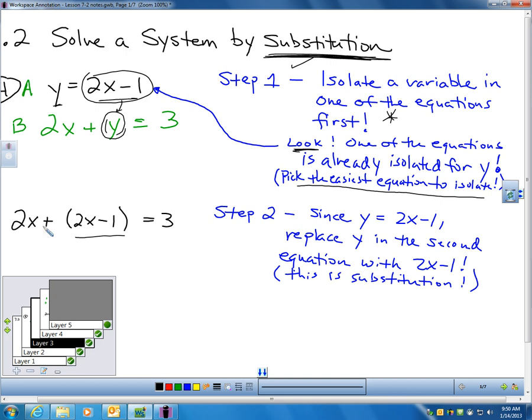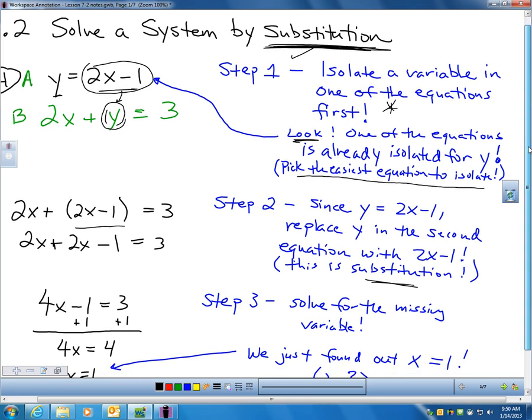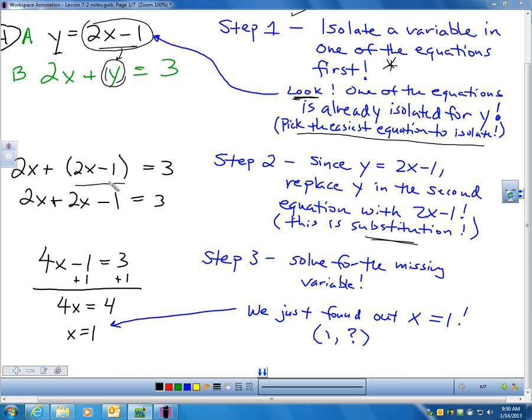I have 2x plus, I substituted 2x minus 1 in for y equals 3. This is what substitution is, that's why they call this method substitution. Now all I need to do is solve this. Let's solve. That's step 3. I've got to solve for the missing variable. I'm going to solve for x. Let's do that. That should be pretty easy.